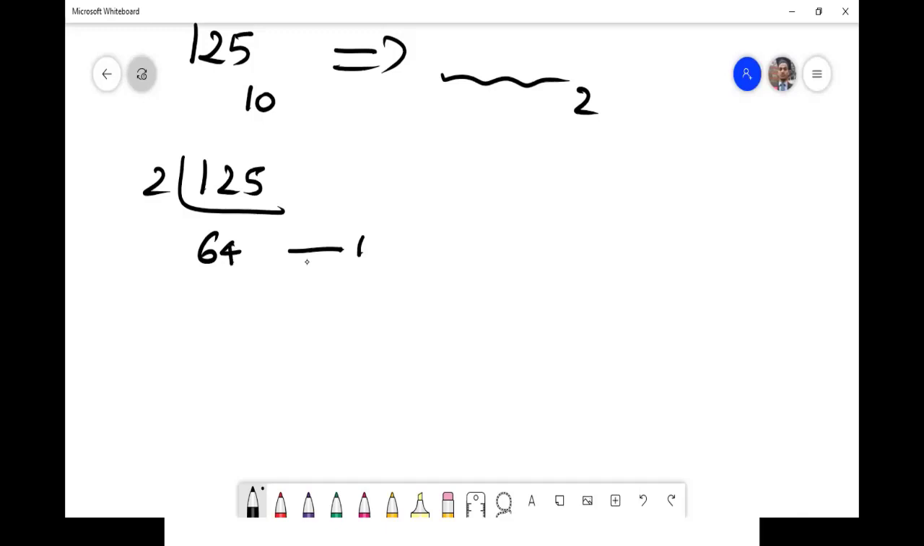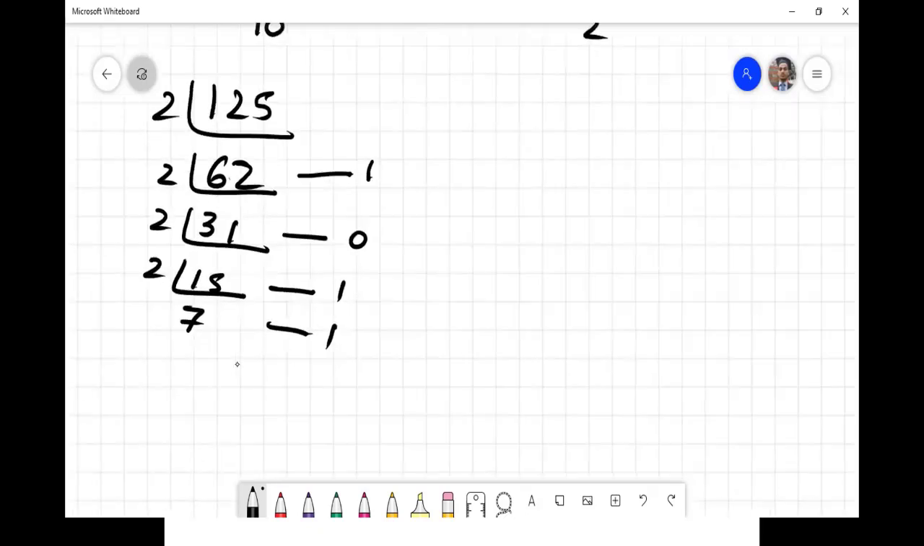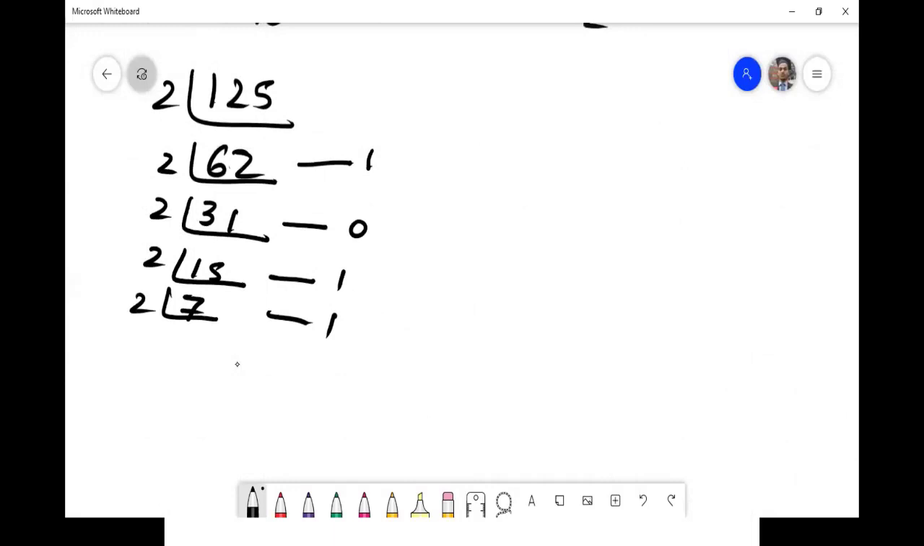125 divided by 2 is 62, balance 1. Now 62 divided by 2 is 31, remainder 0. Then 31 divided by 2, 15, the remainder is 1. 15 divided by 2, 7, the remainder is 1. 7 divided by 2, 3, the remainder is 1. 3 divided by 2, 1, the remainder is 1.